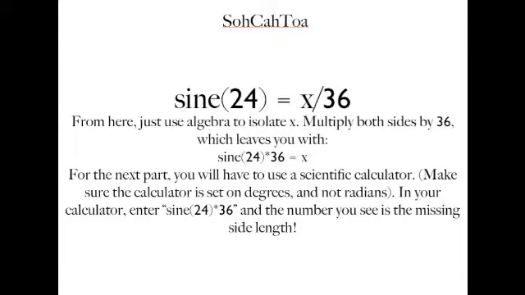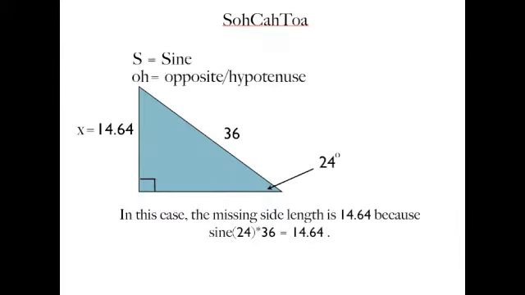For the next part, you will have to use a scientific calculator. Make sure the calculator is set on degrees and not radians. In your calculator, enter sine of 24 times 36, and the number you see is the missing side length. In this example, the missing side length is 14.64, because sine of 24 times 36 equals that number.